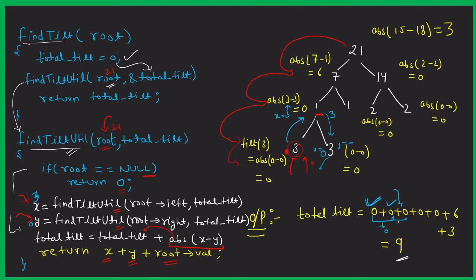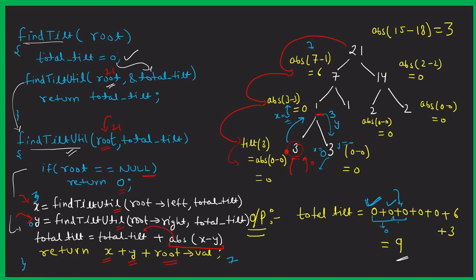So the total answer is again 0. Now we will be returning x, y and the root value. For this one, x will be 3, y will be 3 and the root value will be 1. So 3, 3, 1, that is 7. So 7 is returned.